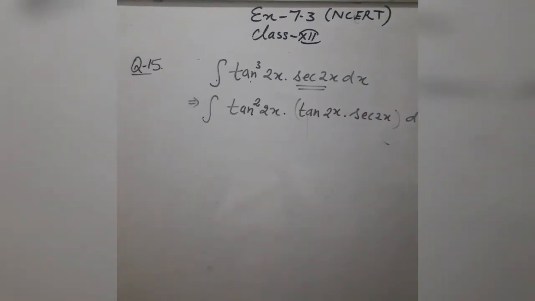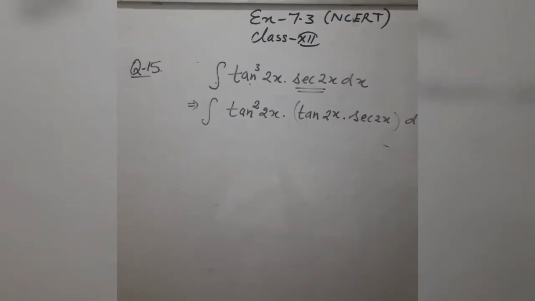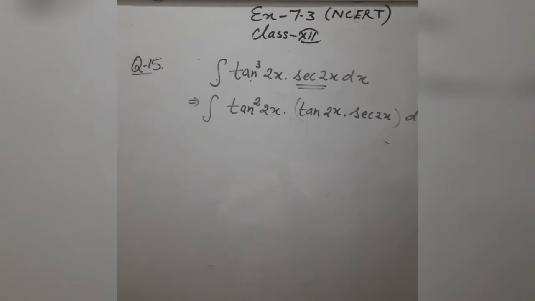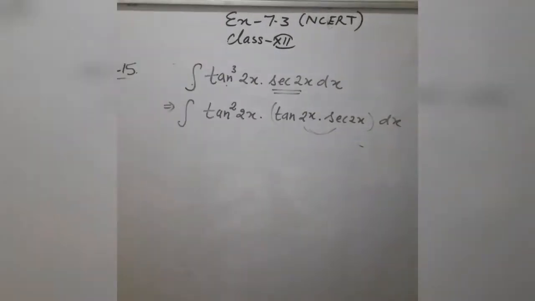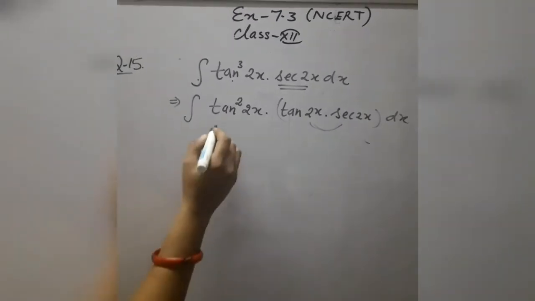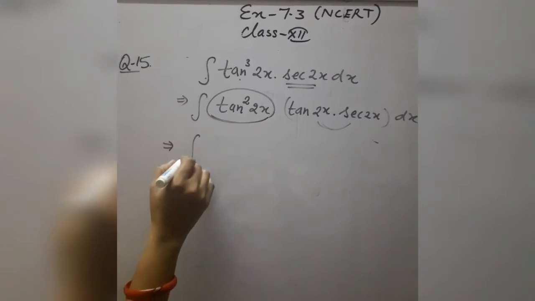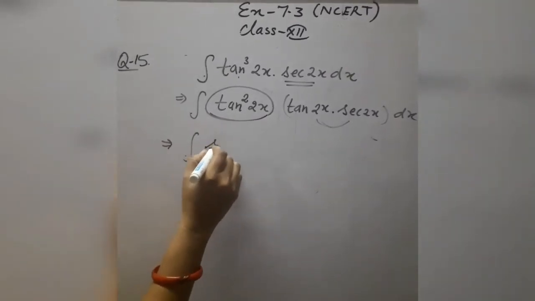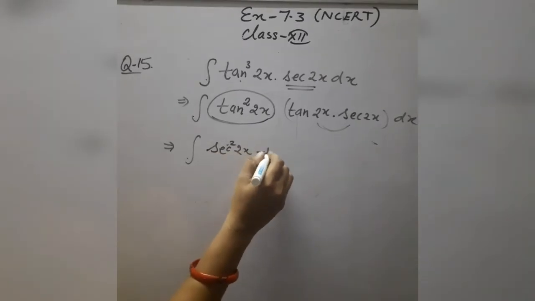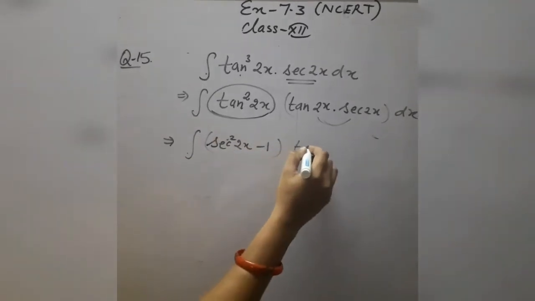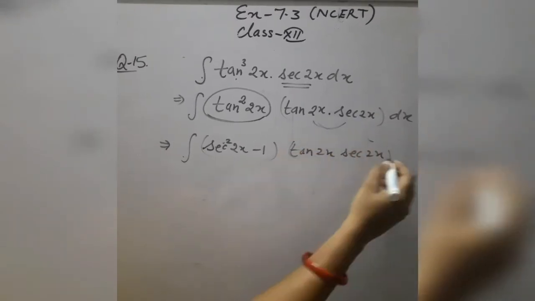Now the derivative of tangent is secant square, but the derivative of secant x is secant x into tangent x. So this is the derivative of secant 2x, which comes with tangent 2x. So write down this tan square 2x in terms of secant. It can be written as secant square 2x minus 1, and here this tangent 2x into secant 2x remains as it is.